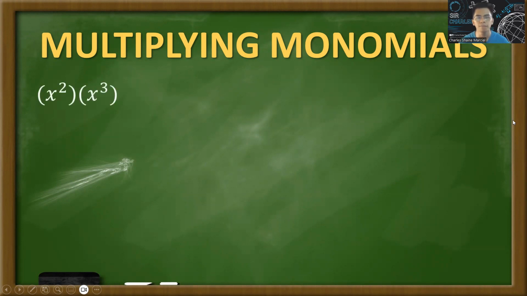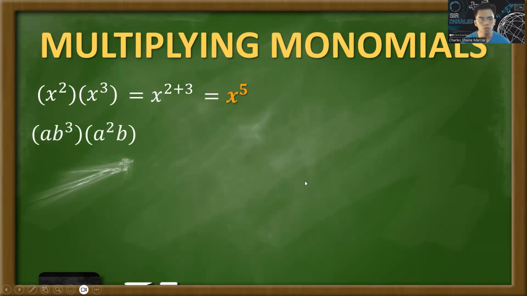When we multiply monomials, we can apply now our learnings from our previous lesson, which is the laws of exponent. So when we see a problem like this, x squared times x cubed, we all know we will just add the exponents. So we have 2 plus 3 that is equal to 5, and the final answer is x raised to 5.